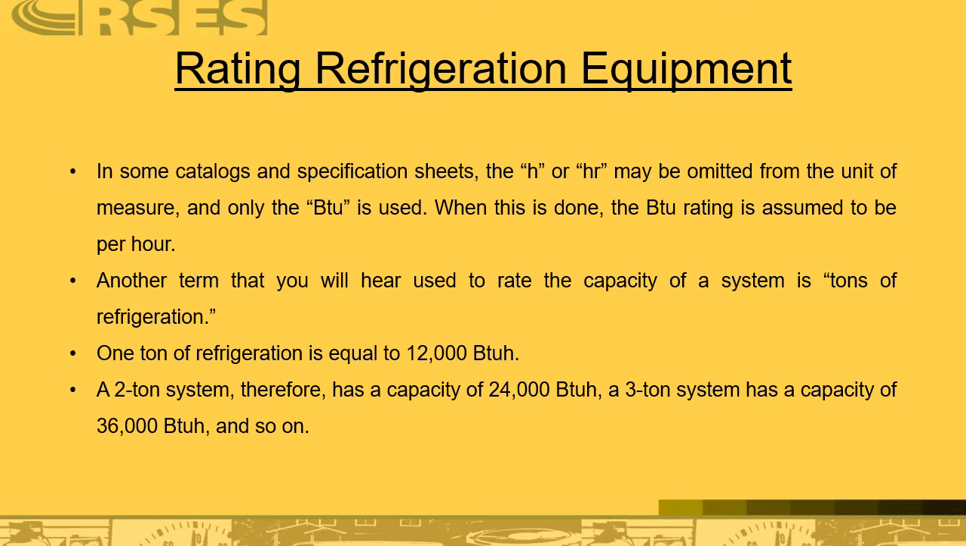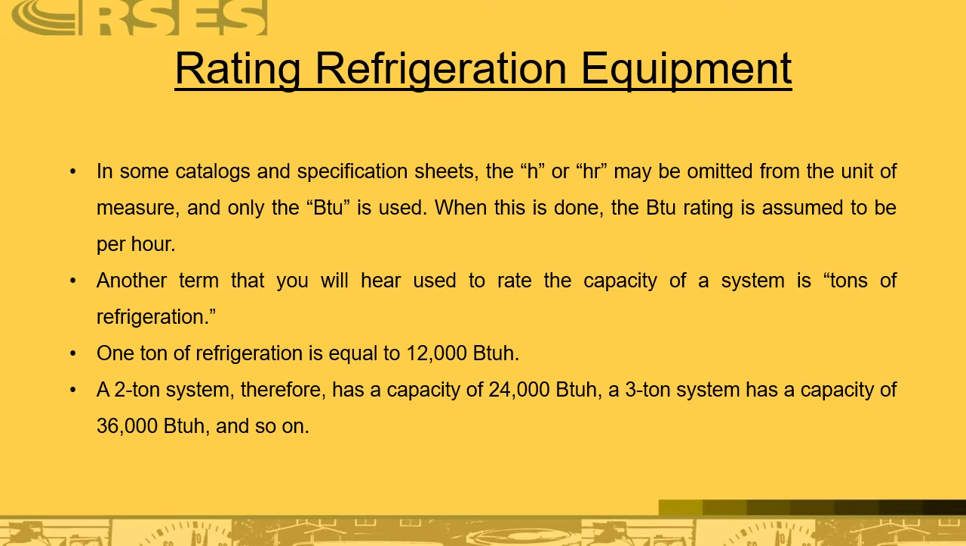In some catalogs and specification sheets, the H or HR may be omitted from the unit of measure and only the word BTU is used. When this is done, the BTU rating is to be assumed as per hour. Another term that you will hear often to rate the capacity of a system is tons of refrigeration. Very important, especially on the air conditioning side of the fence. 1 ton of refrigeration is equal to 12,000 BTUs an hour. A 2-ton system therefore has a capacity of 24,000 BTUs an hour. A 3-ton system has a capacity of 36,000 BTUs an hour.